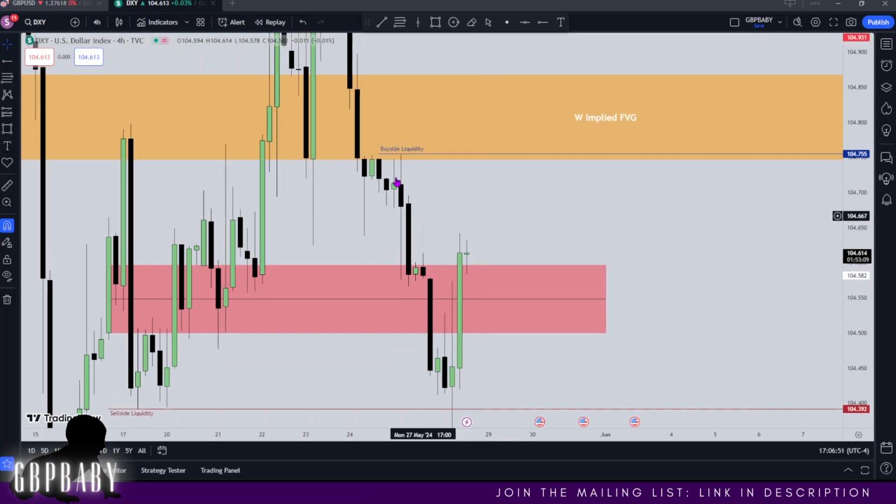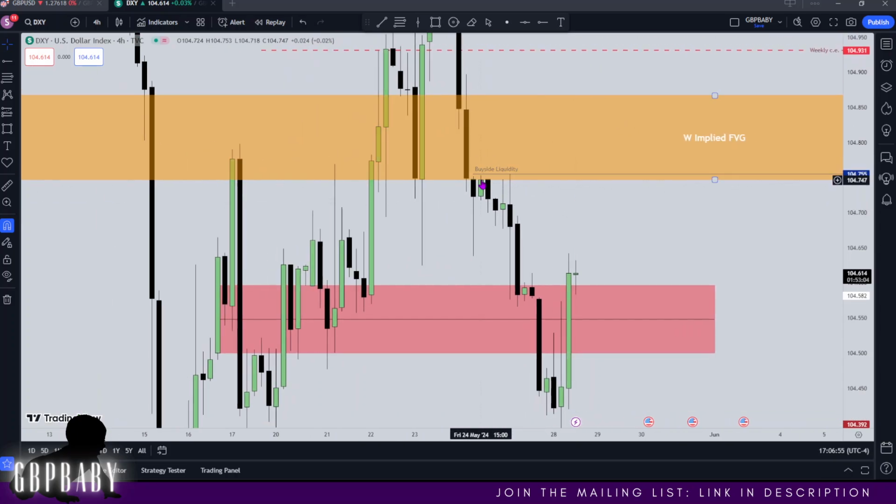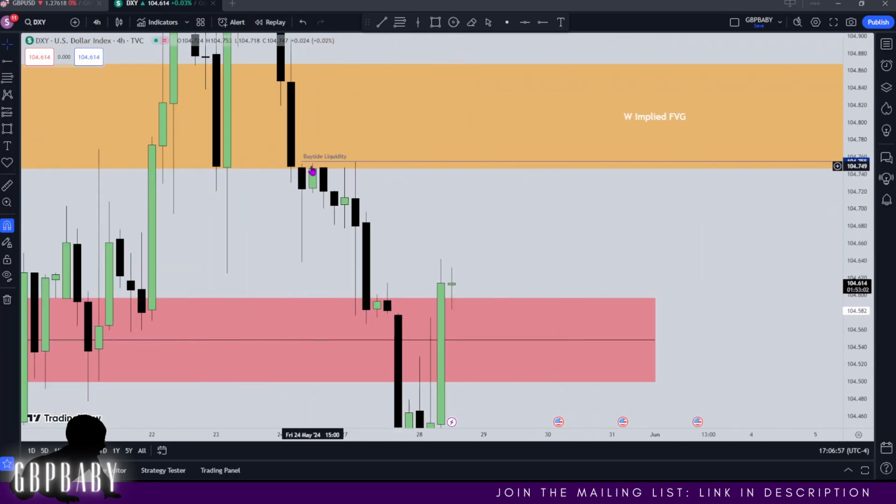But overall, moving into the new day, we've got all these beautiful relative equal highs above here. Why they're relative equal highs? Where you can see this high, and this high, they're all relatively equal, right? So that's where buy stops are going to be residing. So I do expect price to want to draw up into that.